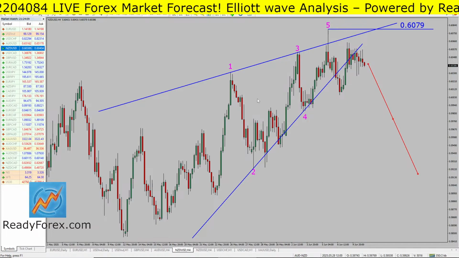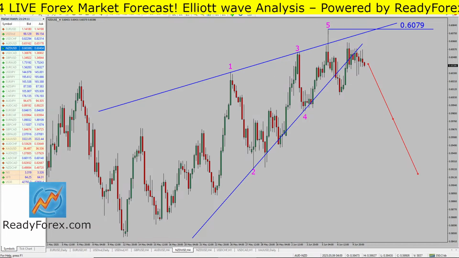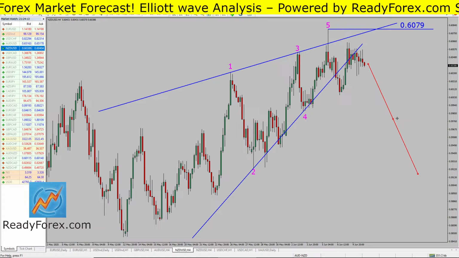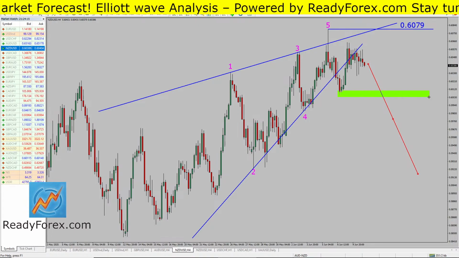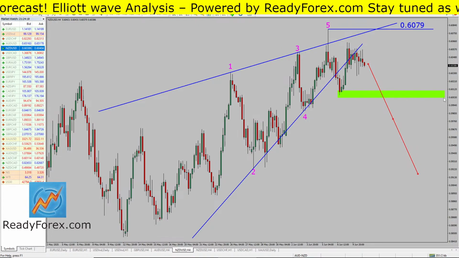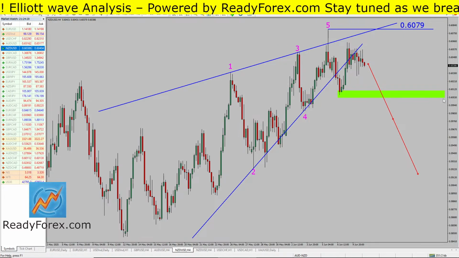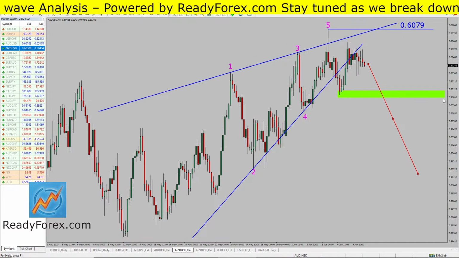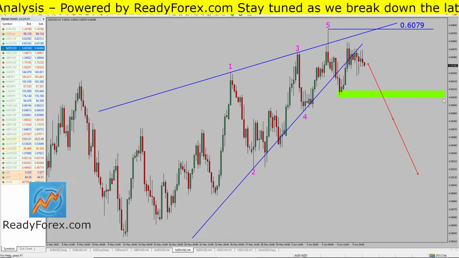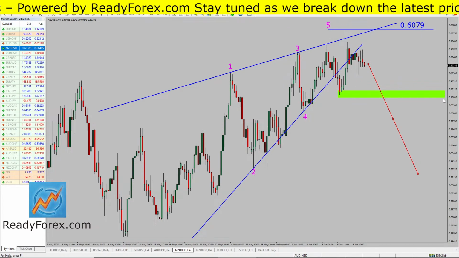Now, if market is going to start the decline, like if it breaks below this most recent swing low somewhere over here, okay, then obviously I would be looking for potential sell trading opportunities. So this is the Elliott Wave forecast related to NZDUSD currency pair.